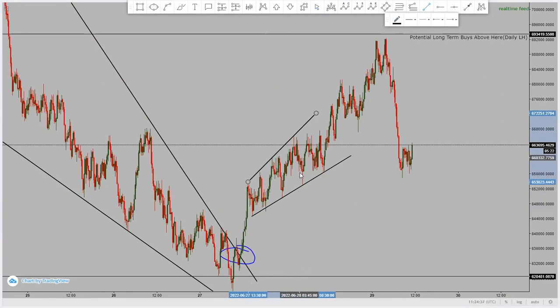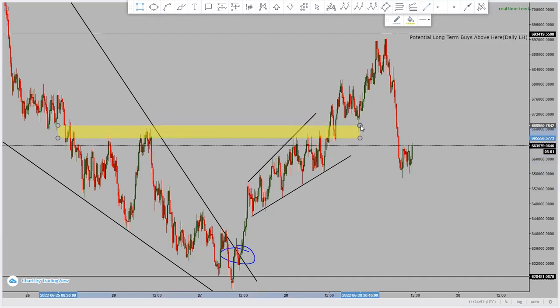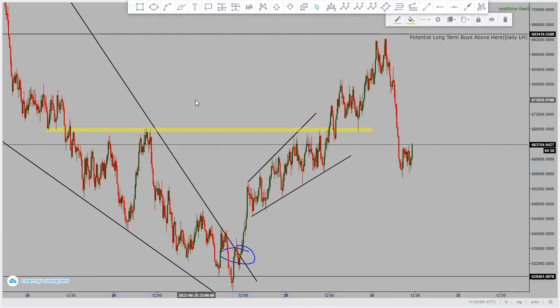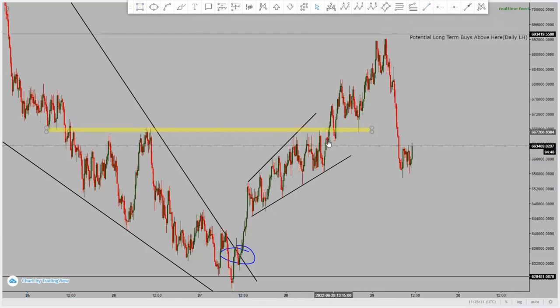That was a correction, a corrective continuation. After the corrective continuation, we also saw something like this. Respect, then here it broke out, went back in, then broke out, retested, then continued. This was also another good entry point.